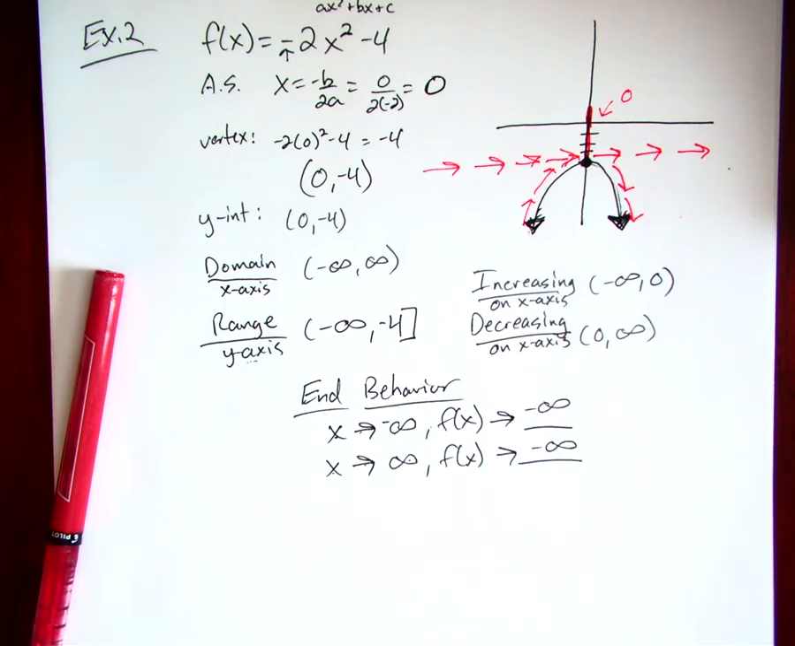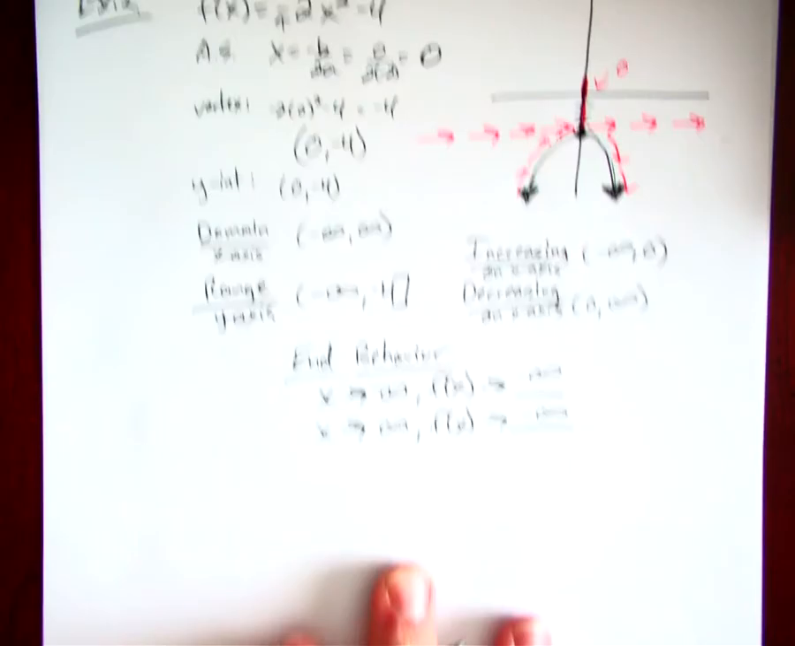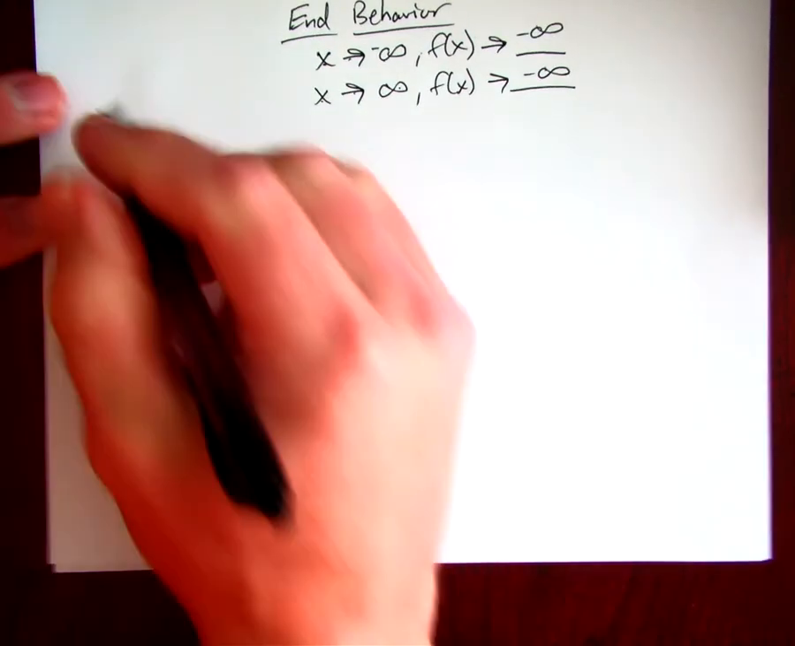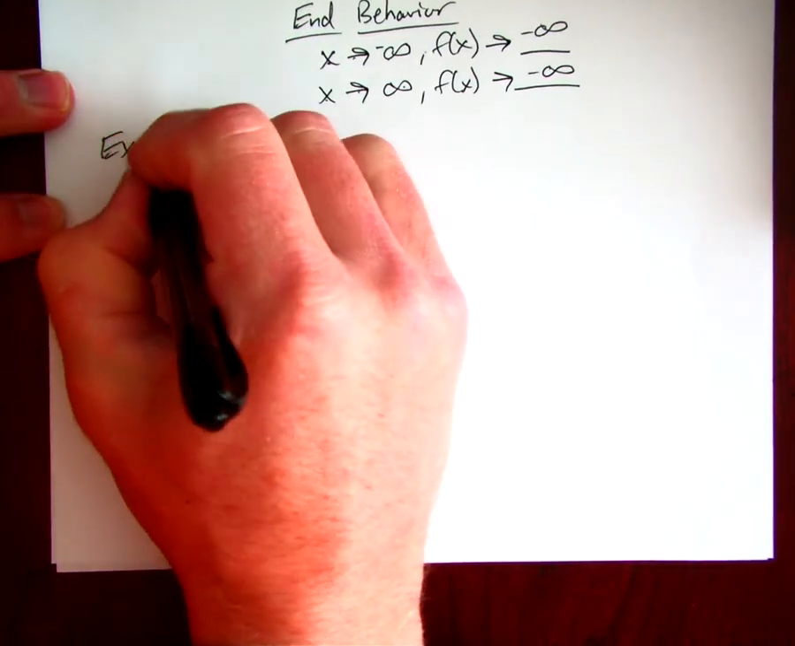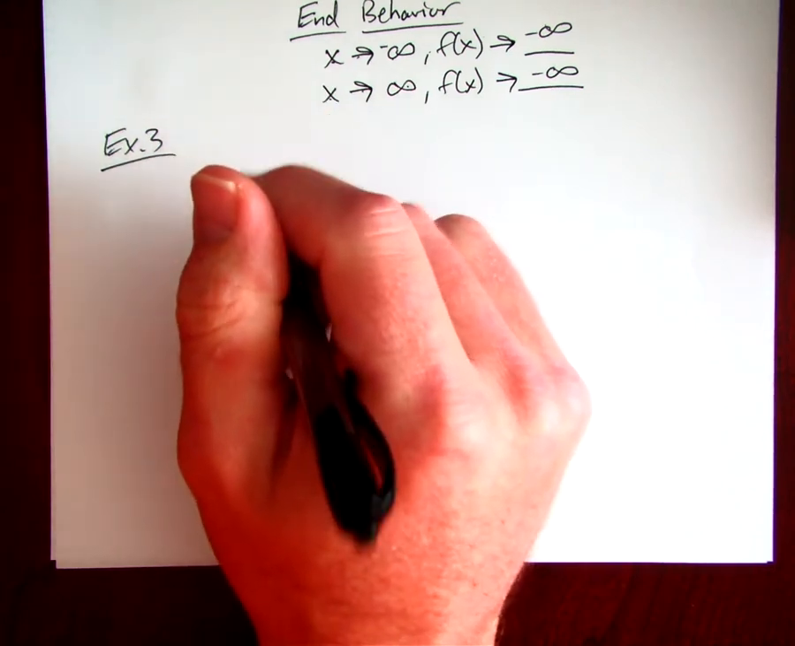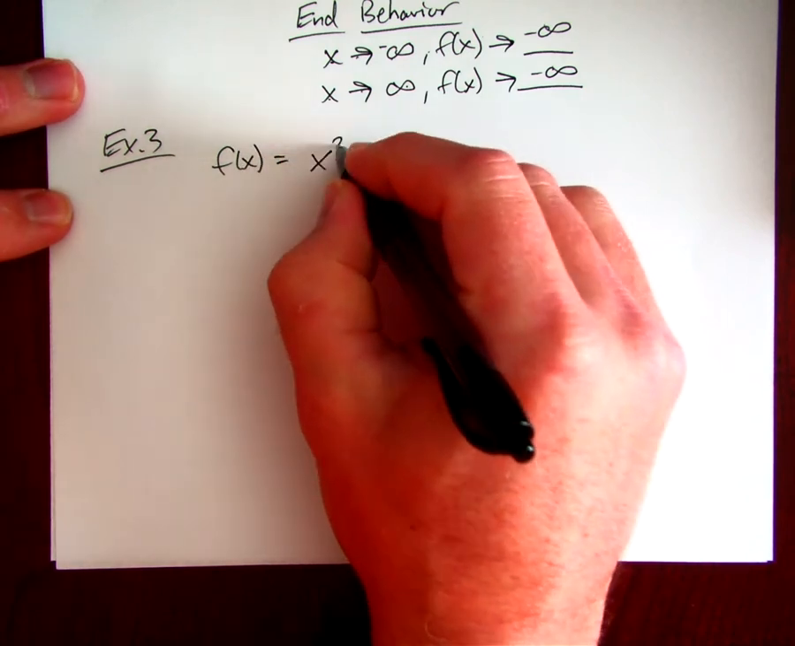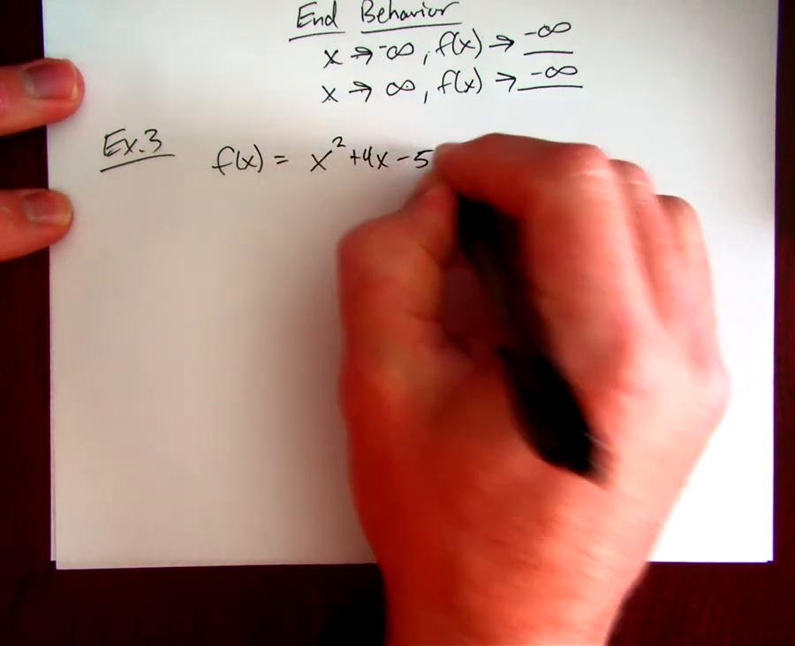All right? Good. So that's just 2 examples right there of adding on a few things. Now, one other thing that I'll throw in there, just an example here for you to look at. We'll call this example 3. I might throw one more wrench in there for you. So let's look at f of x equals x squared plus 4x minus 5.